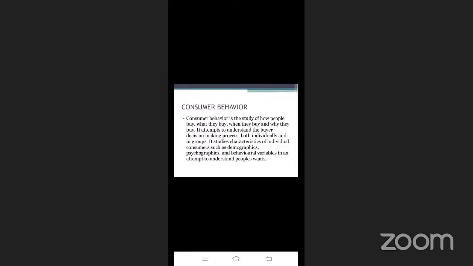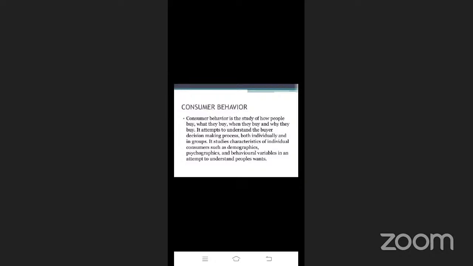It studies characteristics of individual consumers such as demographics, psychographics, and behavioral variables in an attempt to understand people's wants. Consumer behavior mainly focuses on studying the behavior of consumers: how people buy, why they buy, and when they buy. When they buy is also very important, no?